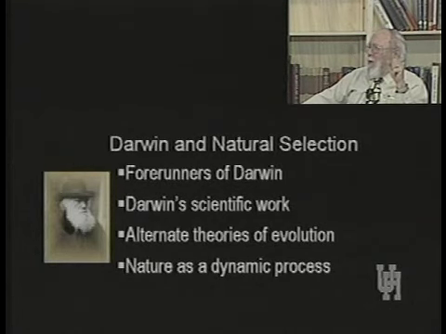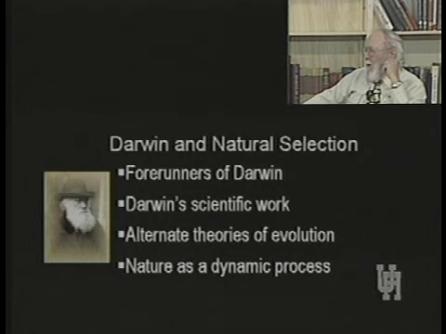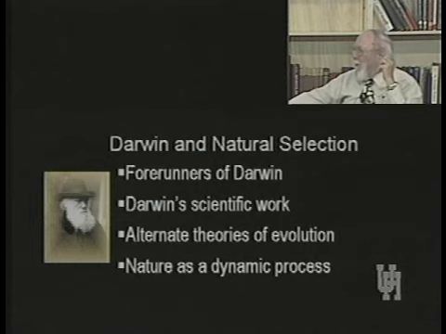So if we're going to look at Darwin and natural selection, we have to look at some of the forerunners of Darwin, and we've already talked about some of them. We're going to have to look at Darwin's scientific work, alternate theories of evolution, because Darwin didn't take his theory of evolution into the Royal Society and just win everybody. Even those who already accepted some form of evolution were still looking to other people like Lamarck as their evolutionist theologians.